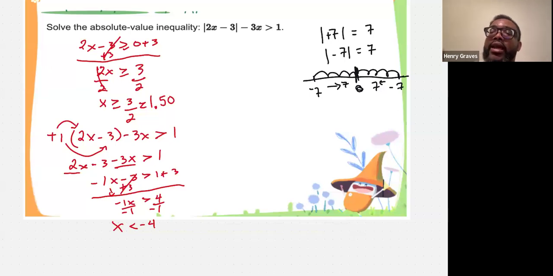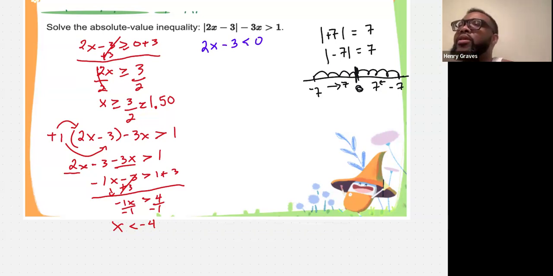So now we're going to go ahead and look at the next case. Next case here, we're going to have 2x minus 3 is going to be less than 0, right? We had it greater than 0, but now we have it less than 0. Remember, in the one in red, we had to make it equal to 0 because if you take the absolute value of 0, it's still 0. Yes, that's right, Tom. I'm glad you paid attention.